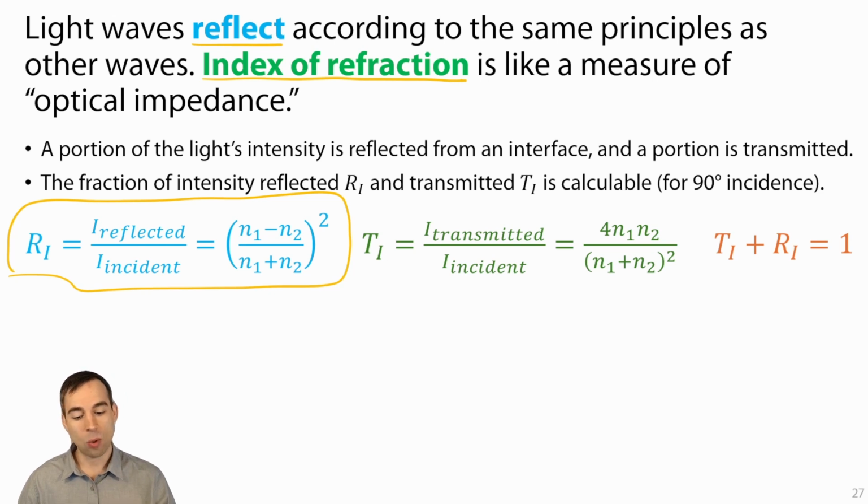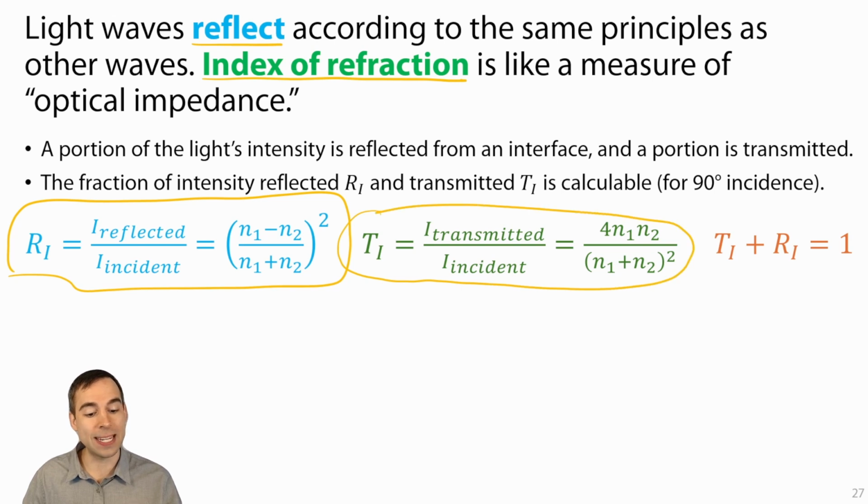The intensity reflected divided by the intensity that we had incident upon that medium can be calculated as a ratio basically between the indices of refraction. And the fraction of light that was transmitted can also be calculated as the intensity transmitted divided by the incident intensity. And this is also related to the indices of refraction of the two materials. And the fraction of light transmitted and the fraction of light reflected should always end up adding up to equal 1. We'll never lose any light other than if it's transmitted or reflected under these conditions.